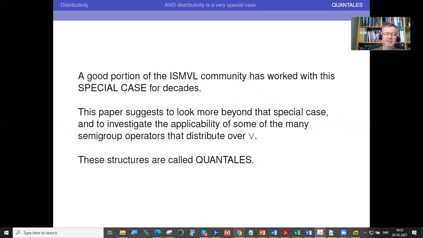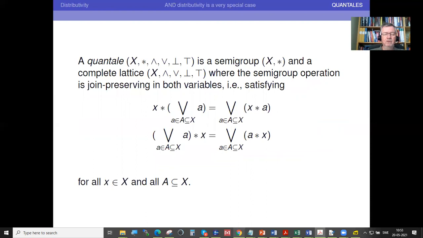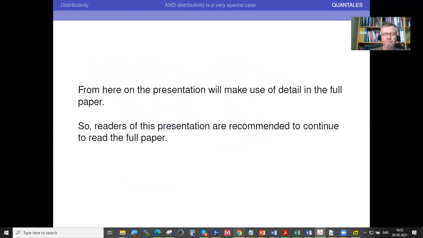And indeed, this paper suggests to look beyond this special case, and these structures are indeed called quantales. So a quantale is a tuple with a semigroup and an underlying complete lattice, so that this semigroup operator distributes over join. So that was the background and motivation for why quantales are interesting.